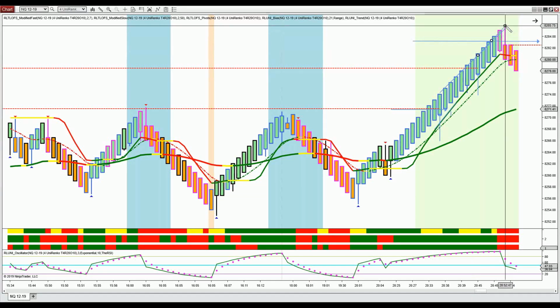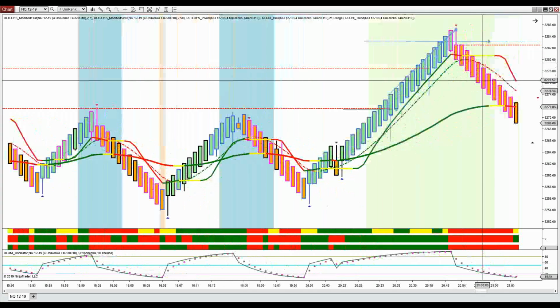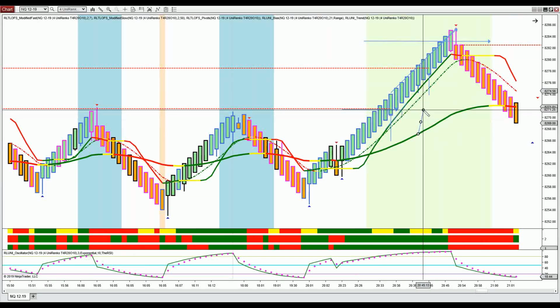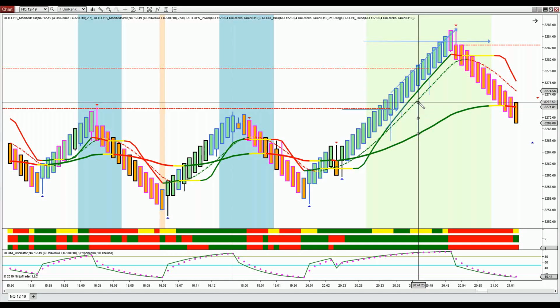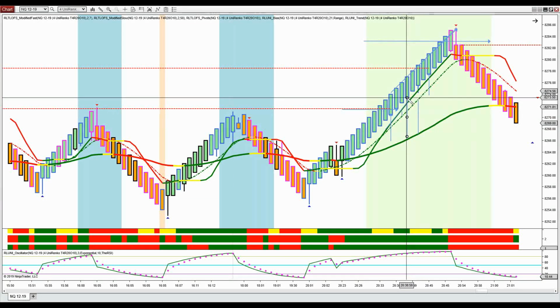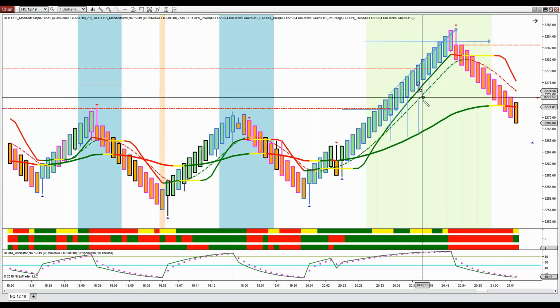Now, there's one more constraint that's really important on the system, and that is how much space has been created between the 50 and the 15. As this space increases and price moves off the 50, there's a powerful force called regression to the mean.